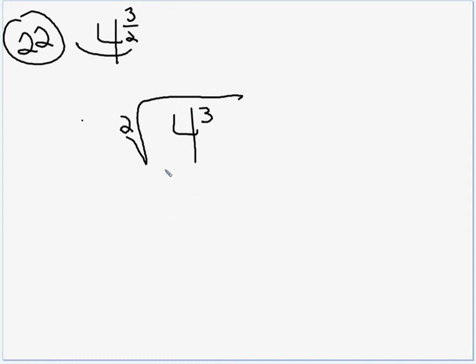Yeah, and this one isn't bad. Let's look at it both ways. If I punch into my calculator 4 to the third, or 4 times 4 times 4, that's 64. And the square root of 64 is 8.